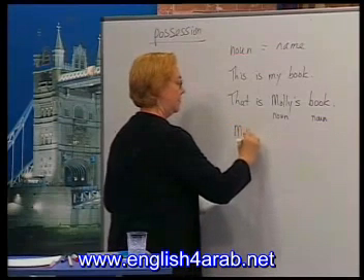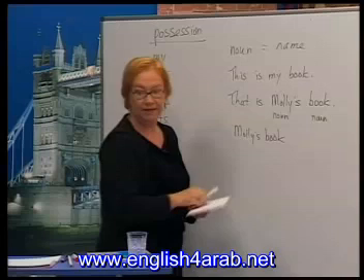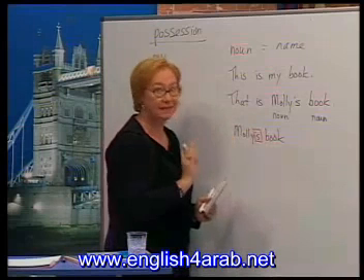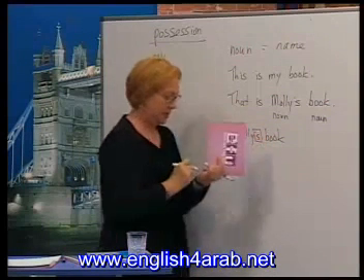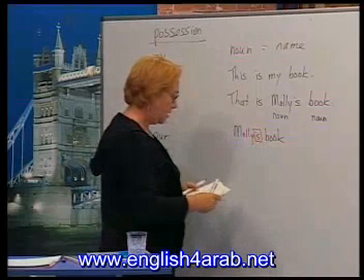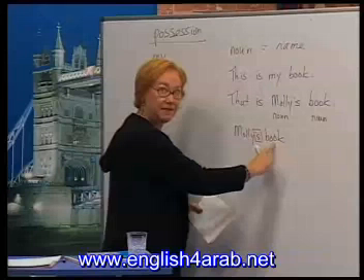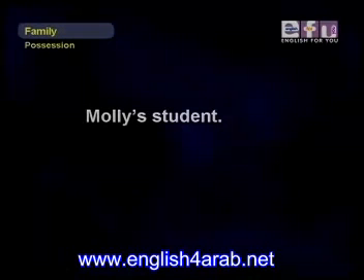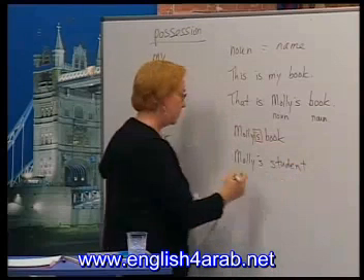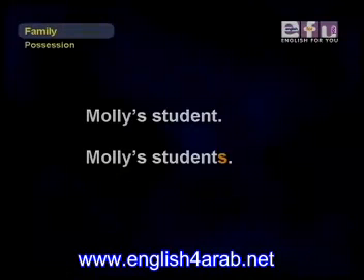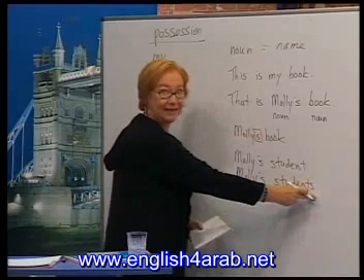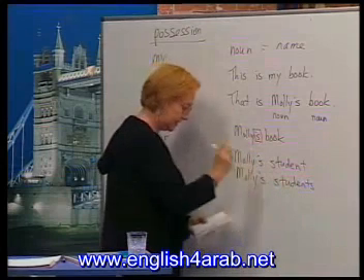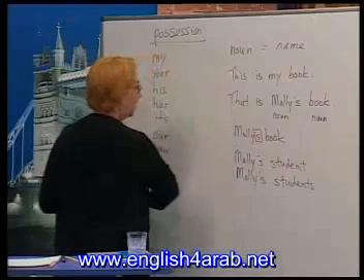So you can say Molly's book. Notice that the S here is for possession, not is. Possession. Molly's book. All right? Now, this noun can be singular or plural. We have Molly's student, one, or Molly's students, many. Okay? This is the same. One, Molly's student, many, Molly's students. This is the same.